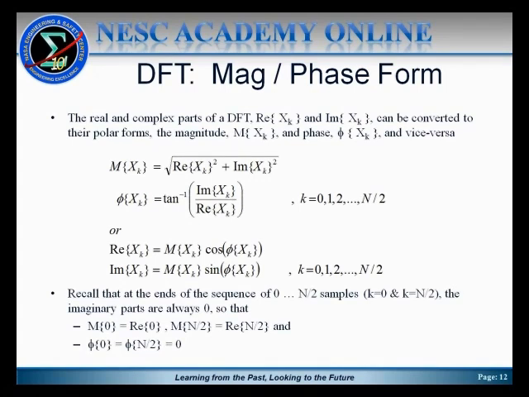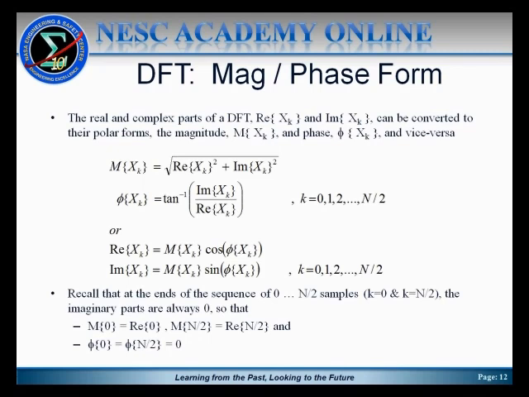The magnitude is simply the square root of the sum of the squares of the real and imaginary parts. The phase is the arctangent of the imaginary part divided by the real part. And once again, the indices k run from 0 through n over 2. That is n over 2 plus 1 total discrete Fourier transform coefficients.